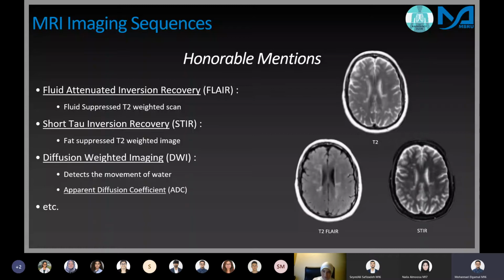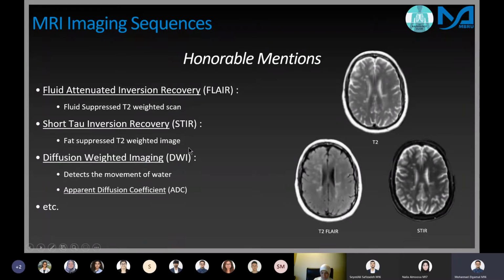So here I have a couple examples of the different types of suppressions. A FLAIR MRI, fluid attenuation inversion recovery, is usually just called a FLAIR. A FLAIR MRI is a fluid-suppressed T2. If you look here on the right, you have a T2 image, and then down here you have a FLAIR. You can notice the bright white around the brain and inside the ventricles, which is usually cerebrospinal fluid, is suppressed because it's fluid. That's very useful when it comes to determining certain lesions of the brain.